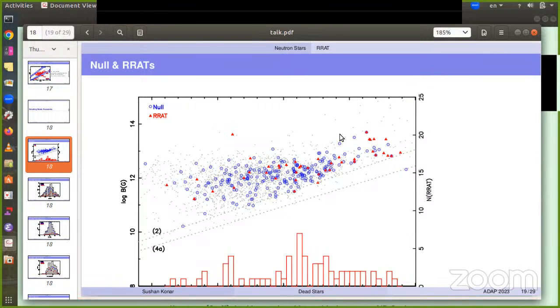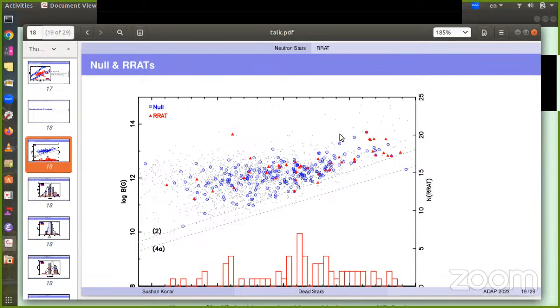So population wise, they are similar, but not exactly. And you will notice another thing. In this BP diagram, you see that there is a histogram at the bottom. Can anybody guess what that histogram is about? From the color? Any hint?